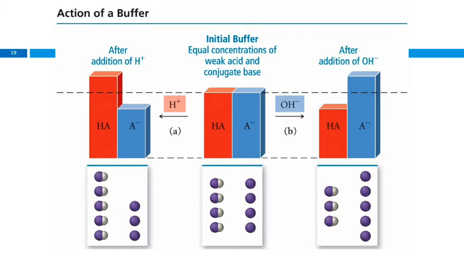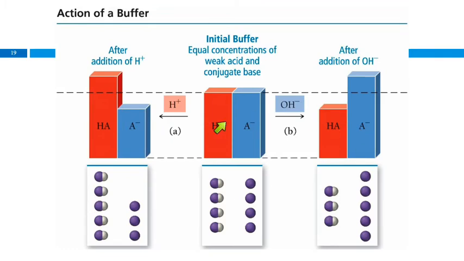So here we have our initial buffer. We have equal concentrations of the weak acid and the conjugate base. So here's the weak acid as little purple and white molecules, and here's the conjugate base. It's the acid without the hydrogen ions. If we add hydrogen ions to this solution, the hydrogen ions are going to react with some of these and form more of the HA. So here we've got one less. Over here we had 4 of each. Here we have one less of the base and one more of the acid.